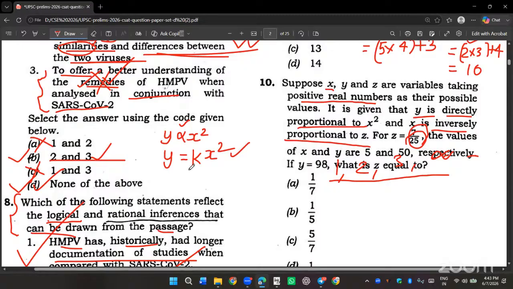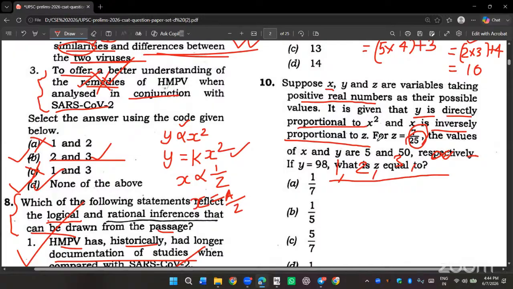X is inversely proportional to z. Again, I remove the constant. I remove the proportionality symbol. So I have to put any constant. The constant may be a. So a by z, x is equal to a by z. That is another point.